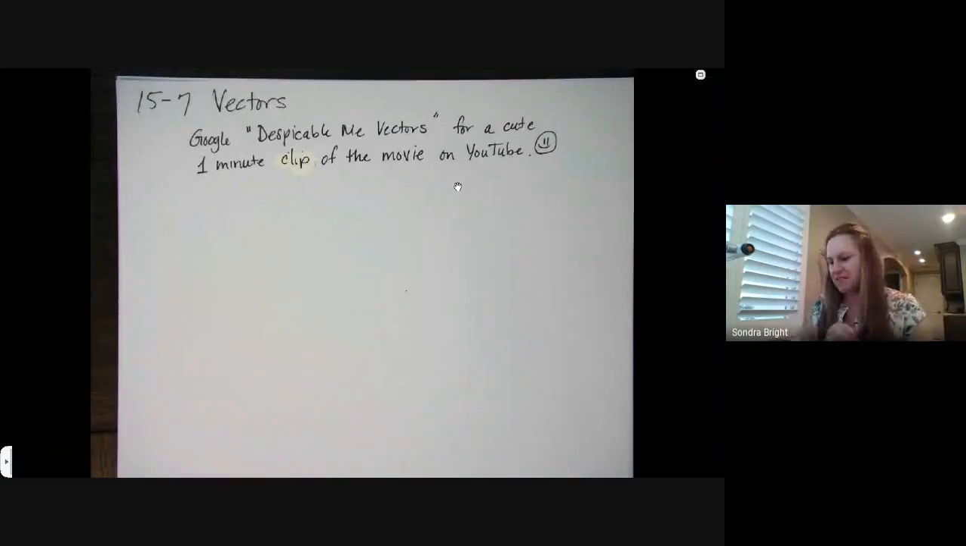Vectors. I wish we were live together in class and I could show you this cute little 1 minute clip of the movie Despicable Me, where he talks about vectors and what it means. It's super cute. So if not, when you're in pre-calc with us next year, you'll see the little clip in class. But all you have to do is Google Despicable Me vectors, and you'll come up with a YouTube video that's just a 1 minute clip of him talking about his name he goes by, Vector. Anyway, because he's committing crime with both direction and magnitude, and it's super cute.